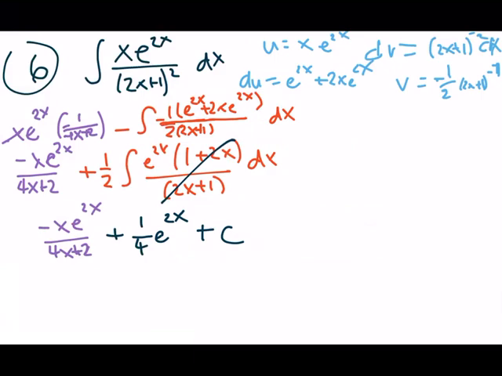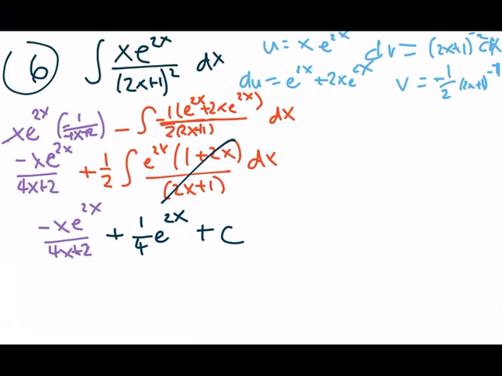All right. On number 6, you may have needed to show a little bit more work than I showed, but you can let u equal x e to the 2x, which means you need to use the product rule to find du. That means that dv is 2x plus 1 quantity to the negative 2nd power, and you're going to integrate that to find v, which is negative 1/2 times the quantity 2x plus 1 to the negative 1st power.